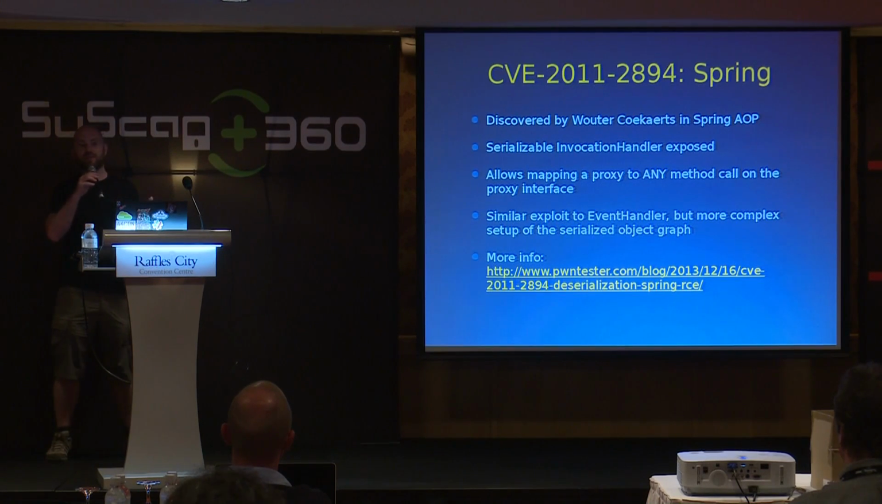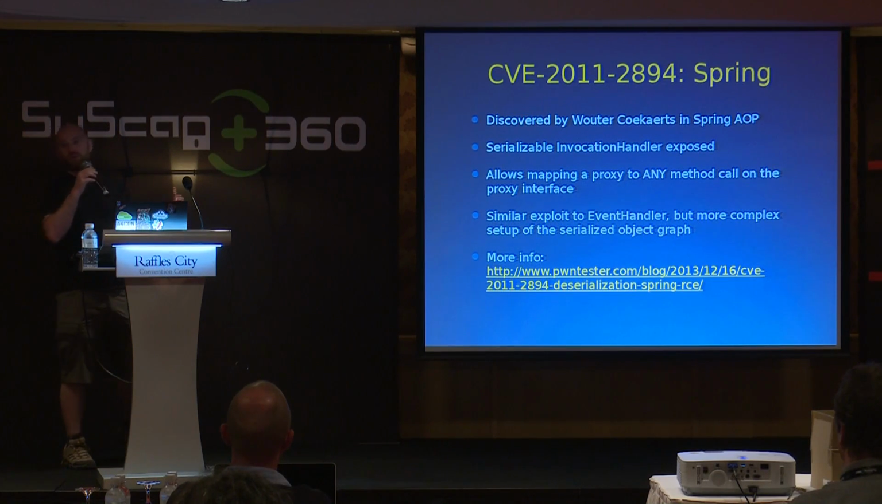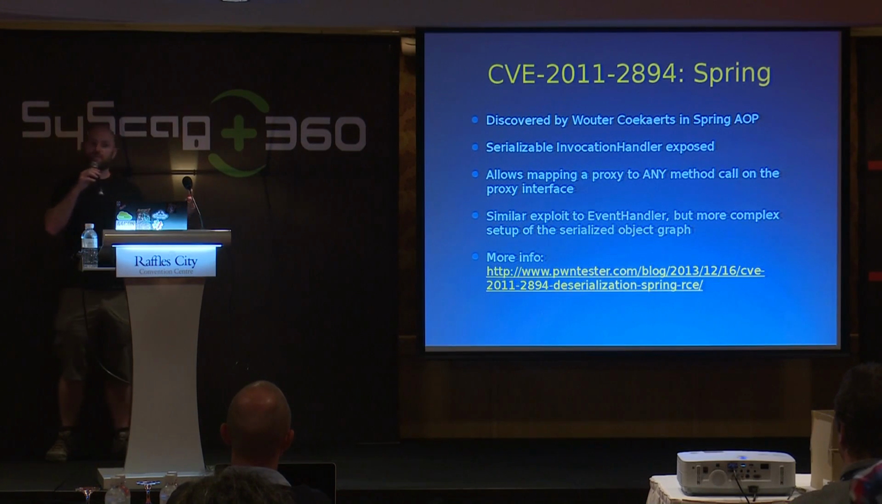But EventHandler does not implement the Serializable interface. So it's only useful for those XML libraries. For the native deserialization library, it doesn't work because it's not serializable. But he found a similar case in Spring AOP where there was a serializable invocation handler that was exposed, and a very similar exploit could be put together. It was actually quite a bit more convoluted to set up the serialized object graph for this one.